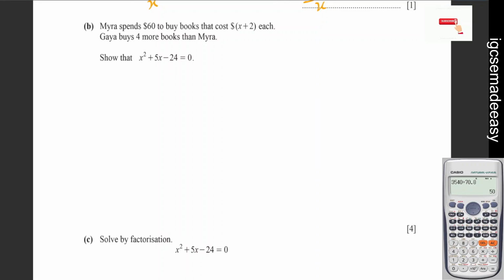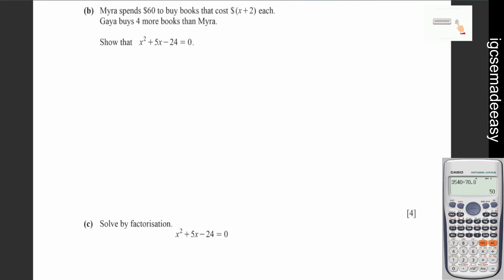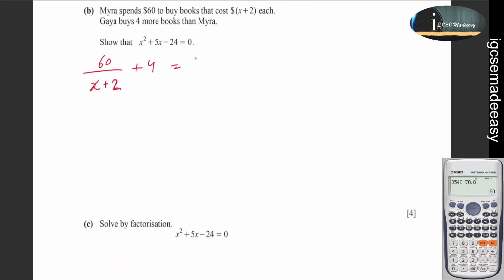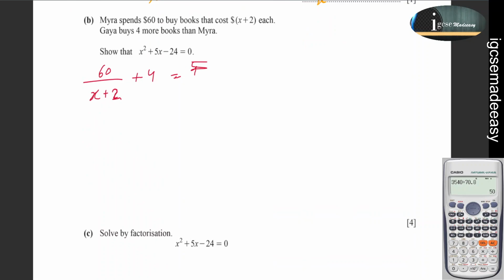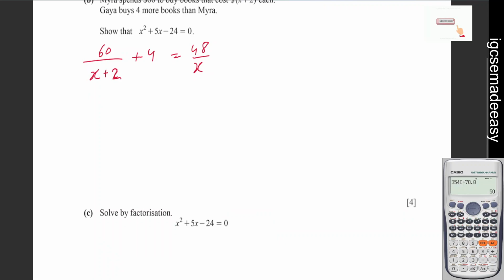So let's do part B. Myra spent $60 to buy books that cost x plus 2 each. So she spends a total of $60, and each book costs x plus 2. And this is actually 4 books more than Gaia bought, right? So we can write it like this. For Gaia and Myra, we have to equate it. So Gaia's number of books is 48 by x.